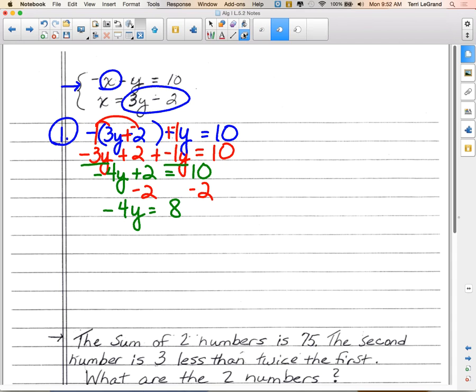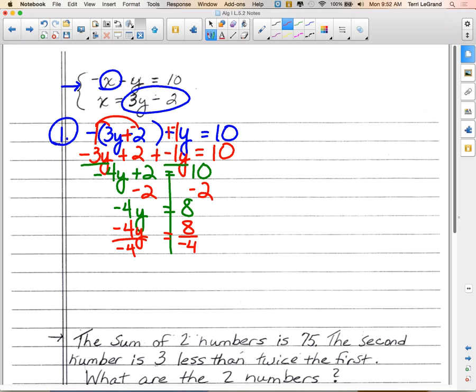So in fact, I should just go back to, I like to kind of make it look like, when are we starting to solve? We're starting to solve right there. We're subtracting 2 from both sides, so now we have -4y equals 8. And now we will divide both sides by -4. And we're going to find that our y value is what? -2. Okay?